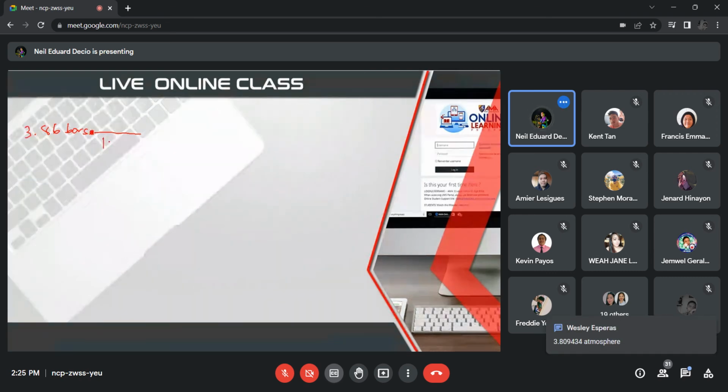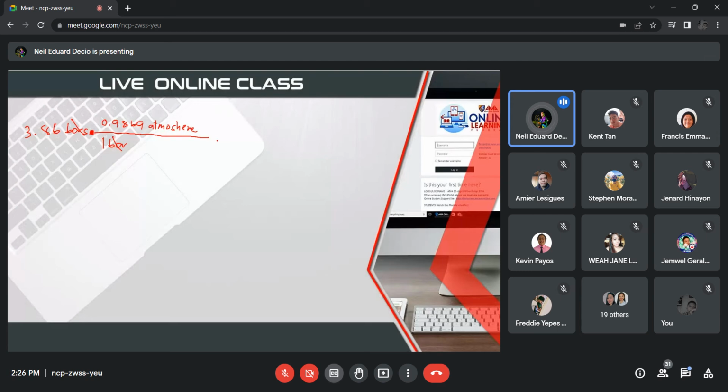1 bar is equivalent to how many atmosphere? 0.9869 atmosphere. Don't forget to include the unit. So what's the point?